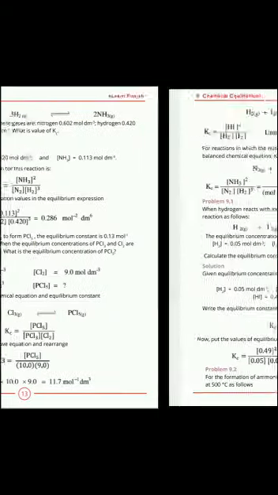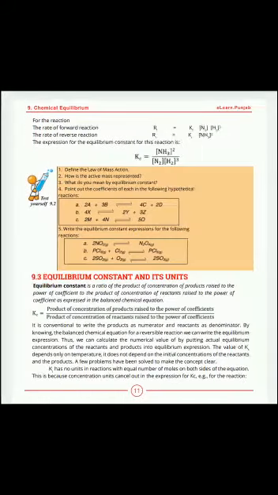Unit was remaining, so first we will discuss its unit. Equilibrium constant and its units. What is equilibrium constant? Equilibrium constant is the ratio of the product of concentration of products raised to the power of coefficient to the product of concentration of reactants raised to the power of coefficient as expressed in the balanced chemical equation.